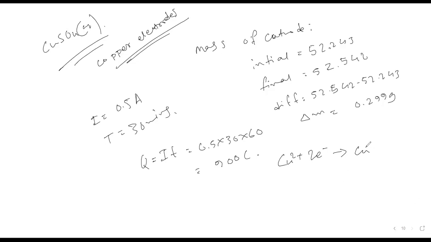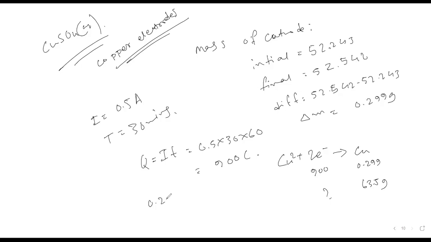Now over here, by gaining 2 electrons, this is formed. The change in mass of copper is how much? We got 0.299 from a total charge of 900 coulomb. Remember, this total charge of 900 coulomb is for 2 moles of electron. If that's the case, then for 1 mole of copper, how much charge is required? Now, 1 mole of copper means how much mass? 63.5 gram of copper, isn't it? 1 mole of copper's mass is 63.5 gram. So in order to produce 63.5 gram of copper, how much charge is required? That's what we need to find.